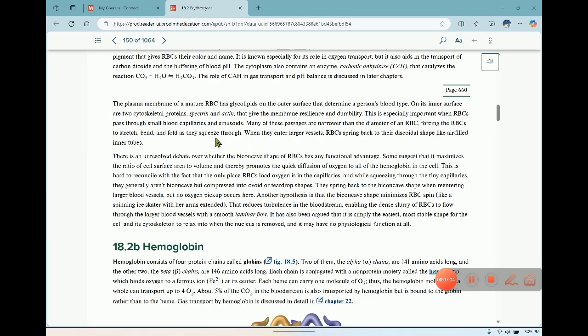All right, the red blood cells on their plasma membrane, which means the surface or the outer part of the red blood cell, have a glycolipid on the outer surface that determines a person's blood type. We'll look at blood types later. Glycolipids are also known as the antigen. So if you do enough reading on red blood cells, you may come across the fact that the outer coating is also known as an antigen, or a glycolipid.